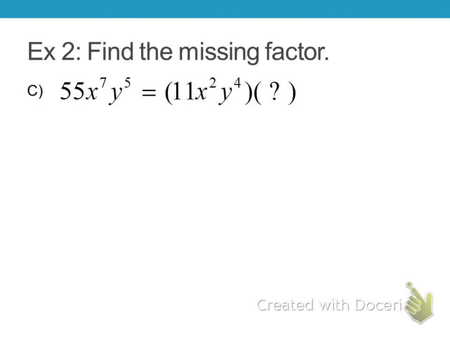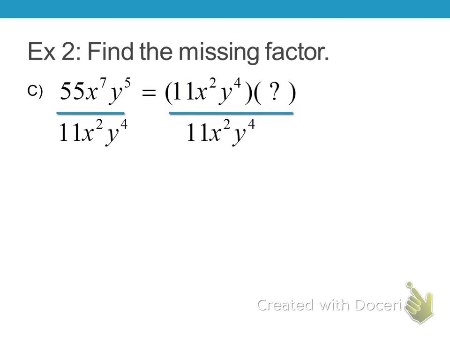All right, what should I do? Divide both sides by 11, x squared, y to the 4th. What is 55 divided by 11? 5. What is x to the 7th divided by x squared? X to the 5th. Y to the 5th divided by y to the 4th? Y. What are your questions?